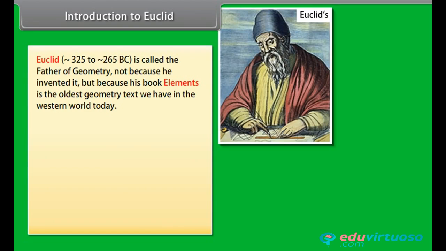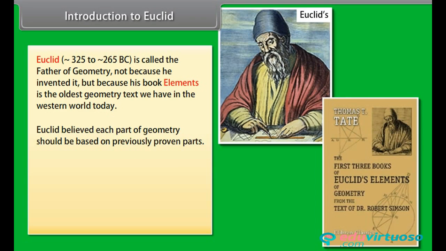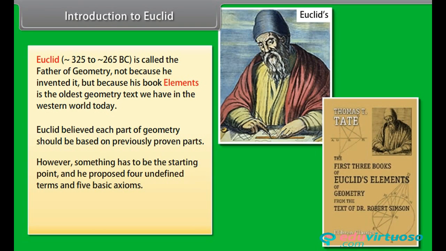Introduction to Euclid. Euclid, from approximately 325 to 265 BC, is called the father of geometry, not because he invented it, but because his book Elements is the oldest geometry text we have in the Western world today. Euclid believed each part of geometry should be based on previously proven parts. However, something has to be the starting point, and he proposed 4 undefined terms and 5 basic axioms. The rest of Euclidean geometry is based upon these basic building blocks.